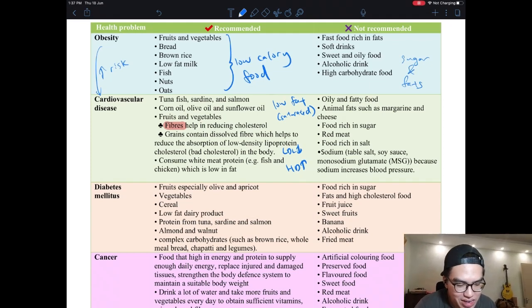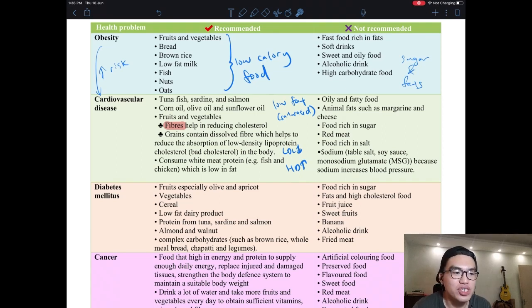All right, so consume white meat. Please don't eat red meat, because red meat, again, contains a lot of saturated fat. Especially steak, beef, pork, mutton. They are full of fats, animal fats especially. So what should you avoid?